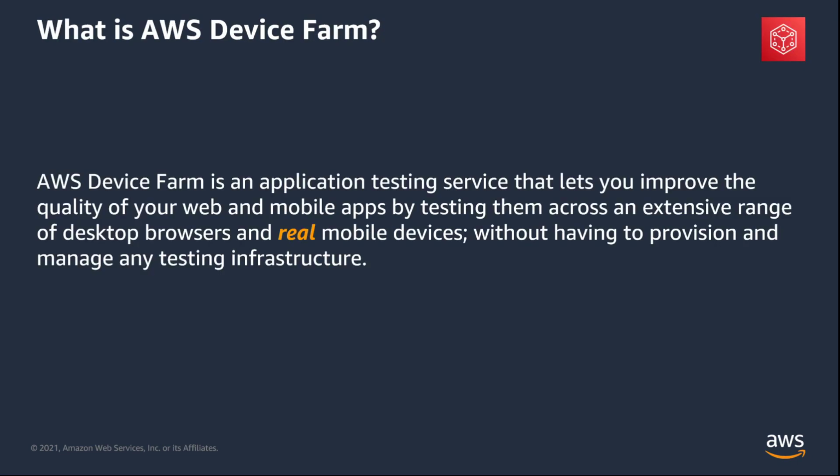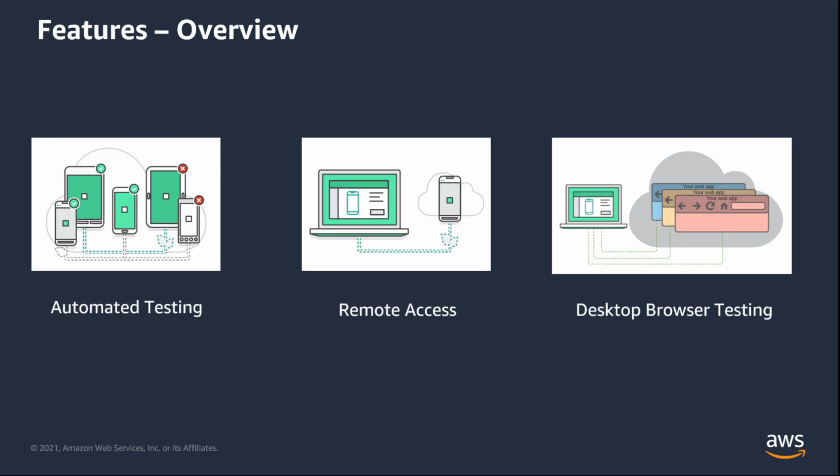AWS Device Farm is an application testing service that lets you improve the quality of your web and mobile apps by testing them across an extensive range of desktop browsers and real mobile devices, without having to provision and manage any testing infrastructure. These devices are unmodified on a hardware, software, and network level, giving you the same experience as the end user. The desktop browsers are not headless, thus tests are from the perspective of an end user in the real world. AWS Device Farm has three feature categories.